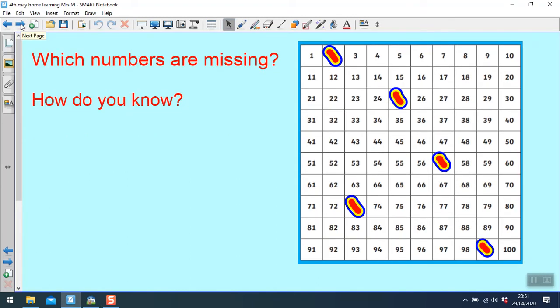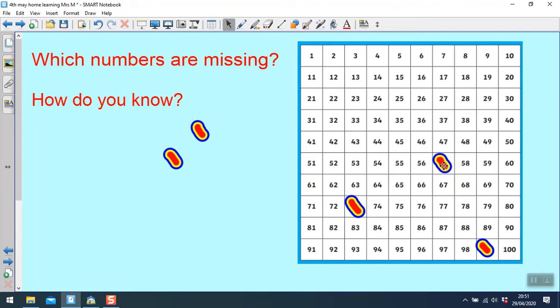Which numbers are missing on this 100 square, and how do you know? Pause the video while you write them down. Okay, I know that this one is the number 2 because it's in between 1 and 3. This one is 25 because it's in between 24 and 26, but it's also in between 15 and 35. It's 10 bigger than 15.